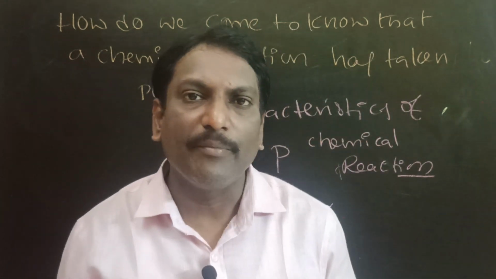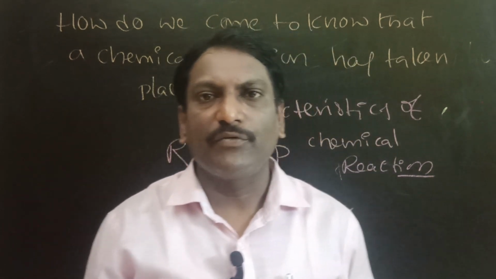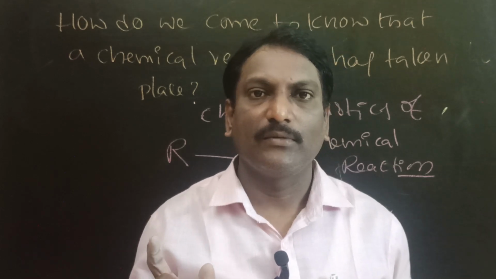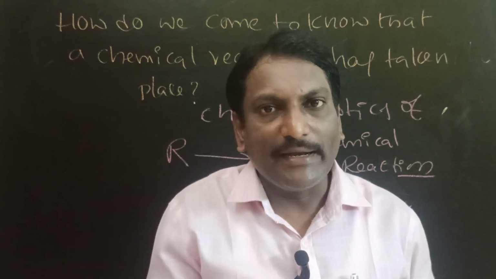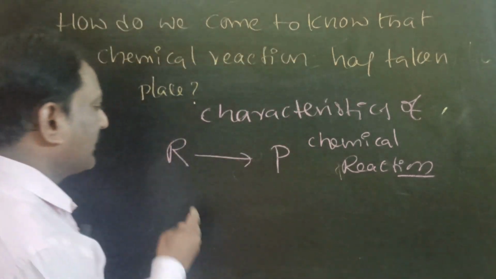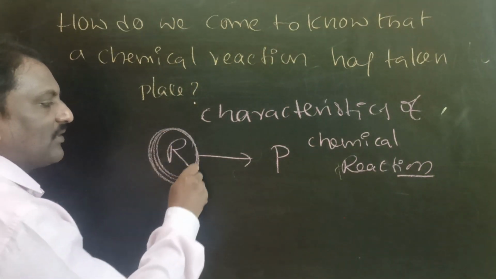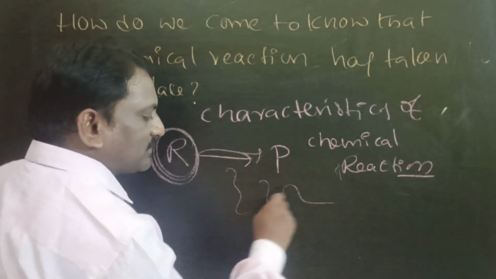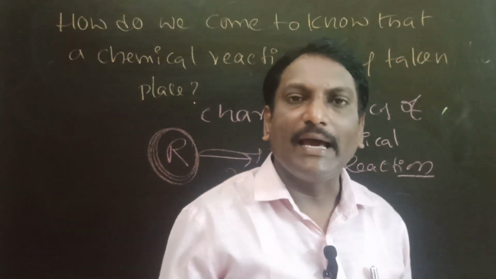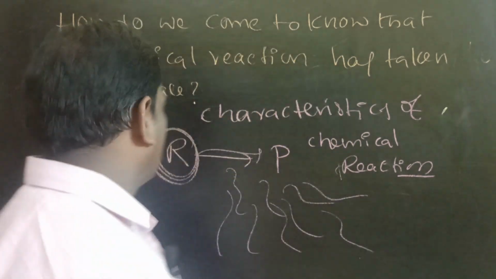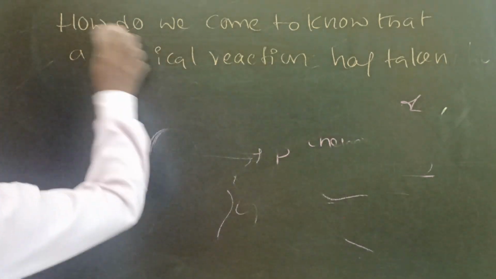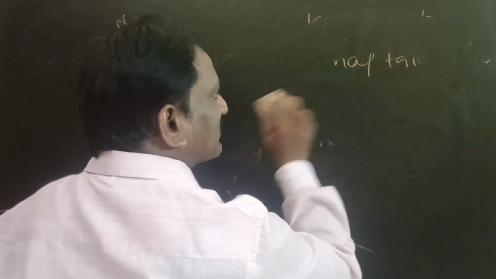What is meant by characteristics of chemical reactions? Characteristics of chemical reactions are the observable features that accompany chemical reactions during the conversion of reactants into products. During the conversion of reactants to products, you must have seen some observable features. These observable features are called characteristics of chemical reactions. Is it clear? So how many characteristics of chemical reactions are there? Let us discuss one by one in detail.